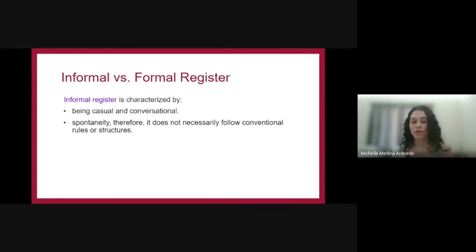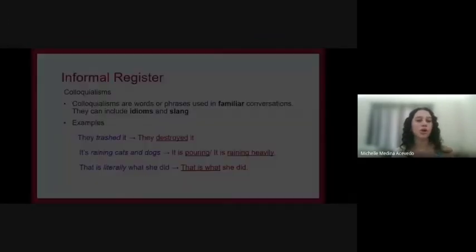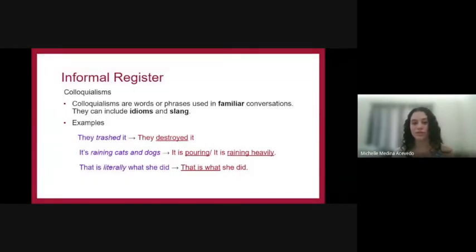Now, formal register, which is what we use in academic writing, always has to adhere to grammatical rules. So we have to keep in mind syntax, grammar in general, punctuation rules, the language that we use. Always keep in mind these aspects. And also, precise and concise language. We will define what precise and concise means, but in general, academic writing always prefers formal register. So, now we are going to talk about two aspects of informal register that we should always avoid in academic writing. The first one is colloquialisms.